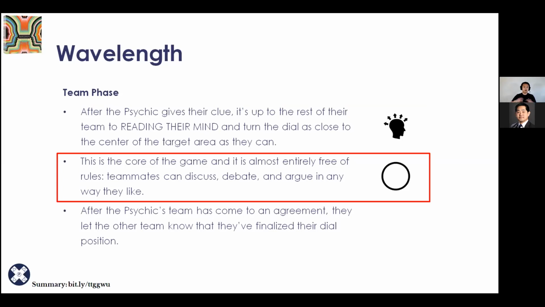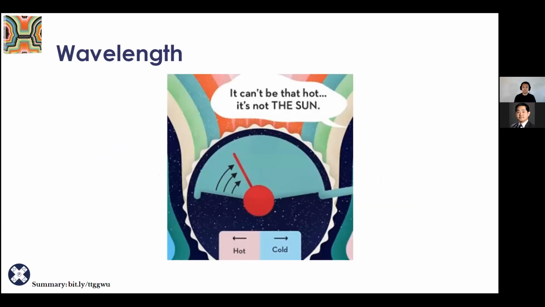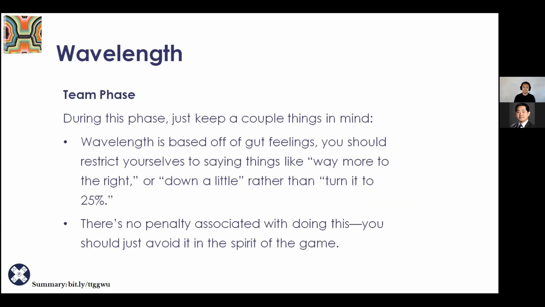This is where all of the really fun stuff in playing Wavelength happens, because you are entirely free when discussing. You can discuss, debate and argue in any way you like. And you don't even have to do it just on your team, because if you're playing a really fun game, the other team is going to try to mess with you a little bit and debate your concepts. After the psychic's team has come to agreement, they let the other team know, and then they finalize their dial position on the board, exactly where they want to point that dial. They move it on the spectrum between hot and cold, wherever they want it to rest.